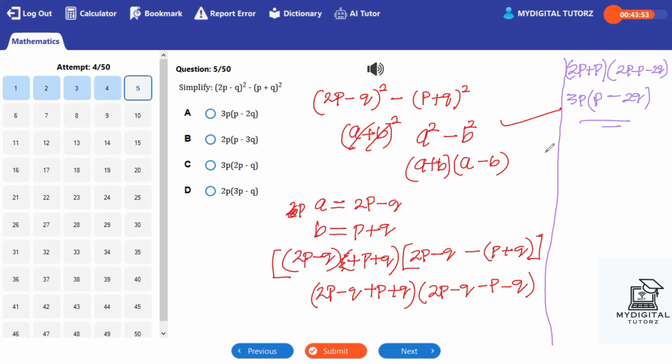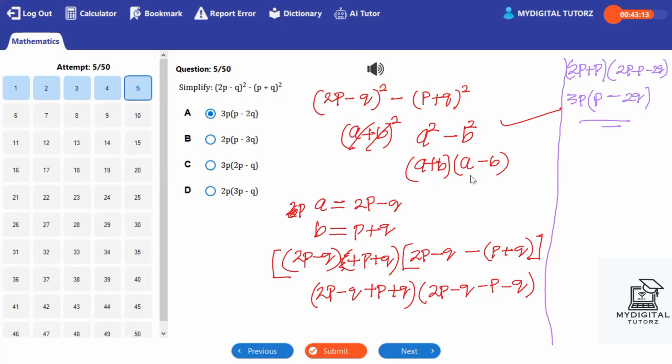So this is what I have. Let's look at the options: 3p, open bracket p minus 2q. I think we have that as option A. So that is our correct answer. Please take note of what we have done here. In case you have something like this, just write it in this form and simplify it like this. Just the product of the summation and the difference. Please take note.